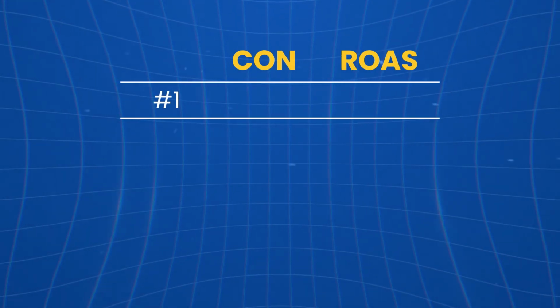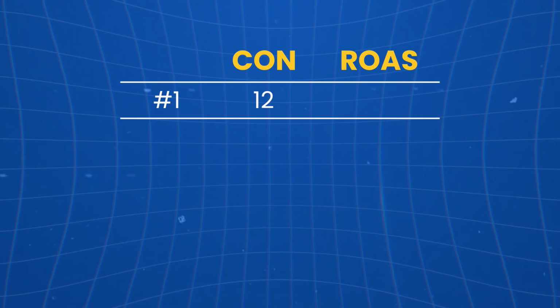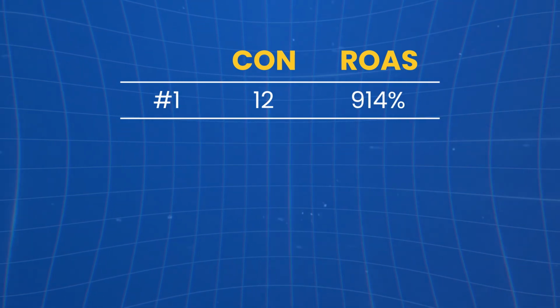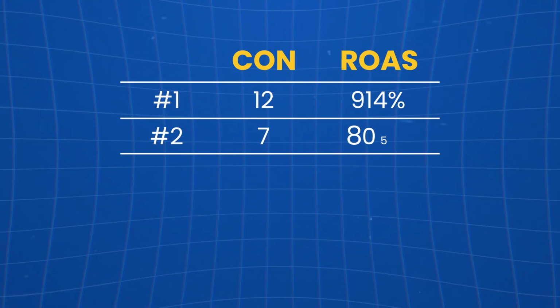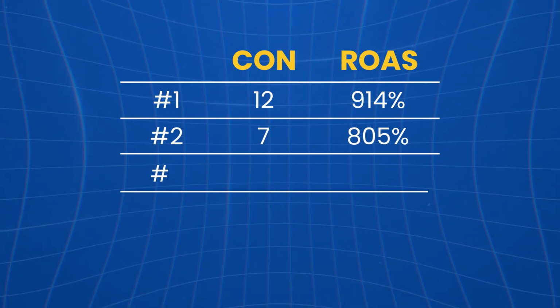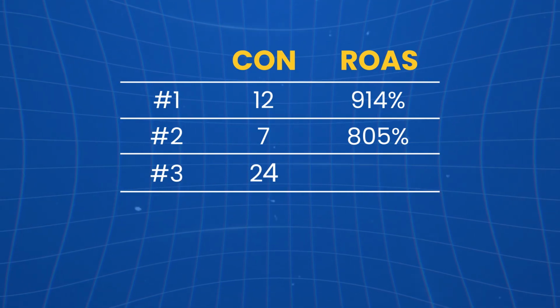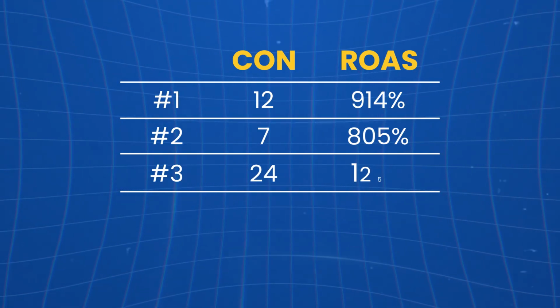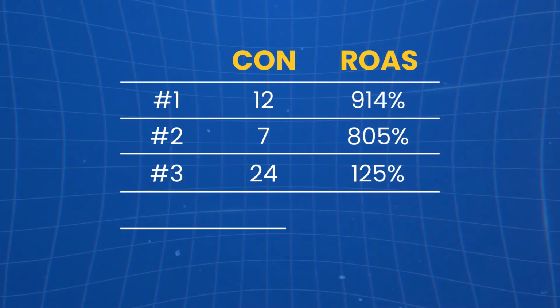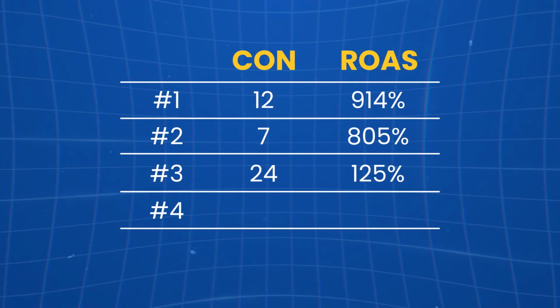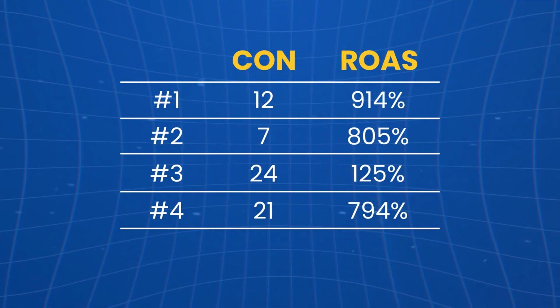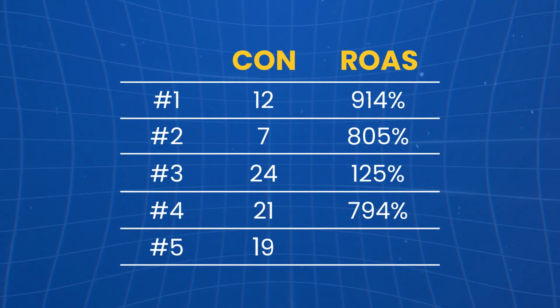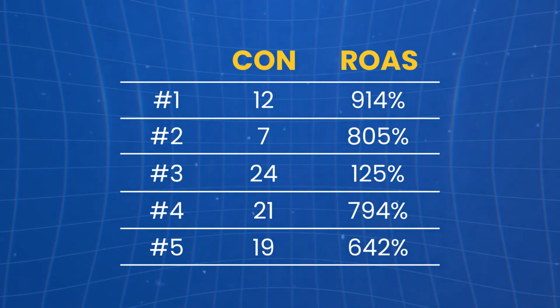Conversions on the first player were 12 per month with a 914% ROAS. For that market, that's huge. Number 2, we had 7 conversions per month at 805% ROAS. Competitor number 3 that we copied, we had 24 conversions with 125% ROAS. Competitor number 4, we had 21 conversions on a 794% ROAS. And with number 5, we had 19 conversions with a 642% ROAS.